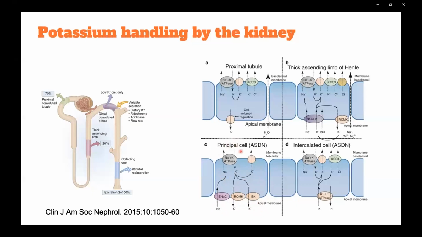This happens at the principal cell, and among the intercalated cells we have alpha intercalated cells and beta intercalated cells. The alpha intercalated cells are meant for acid regulation. Here we have the H plus K plus ATPase, which will help in taking up potassium if you throw out H plus ion in the intercalated cells, which is along the distal part of the collecting duct. So these are the various mechanisms by which potassium is handled by the kidney at various levels.